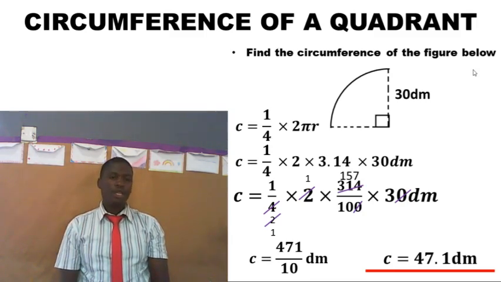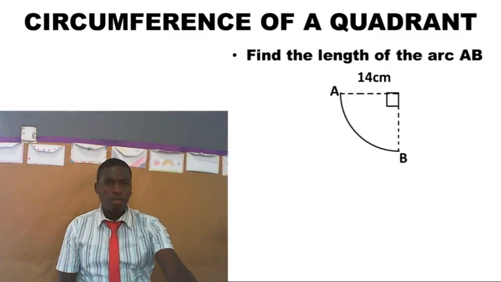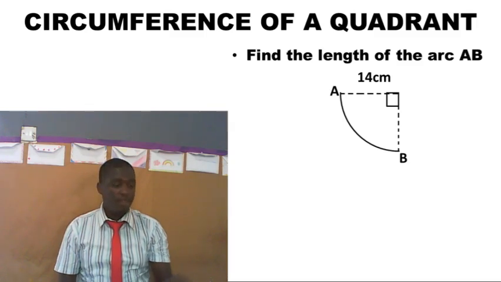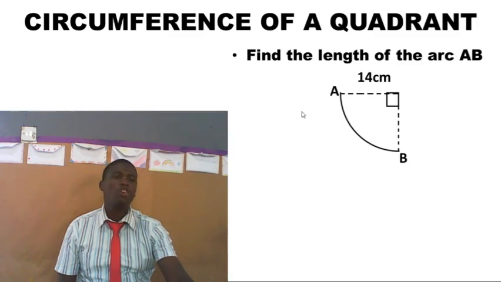This one brings us to the next example. Saying find the length of the arc AB. Earlier on I talked about the length of the arc. The length of the arc is the same as the circumference of this point here. The same as the circumference. So we have the radius. The arc AB is this one here. Then we have this and this one. This is the radius. This is also the radius. So we have 2 radii.